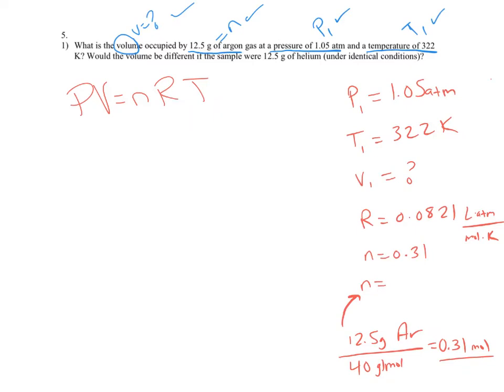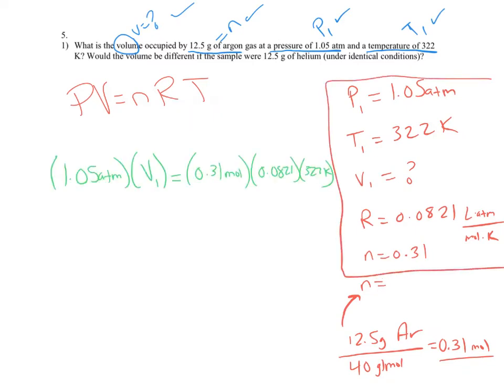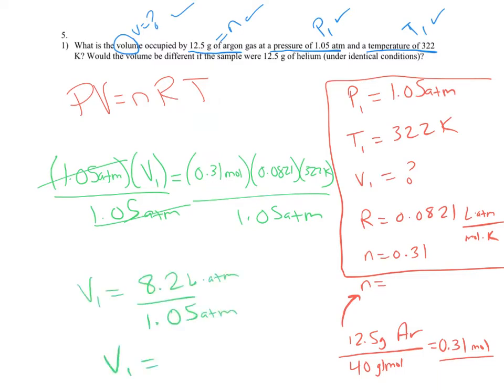All right, so here's all of my givens. Let's just plug everything in and go ahead and solve for V. Divide both sides by 1.05. All right, continue to solve and divide. For V1, I will get 7.8 liters.